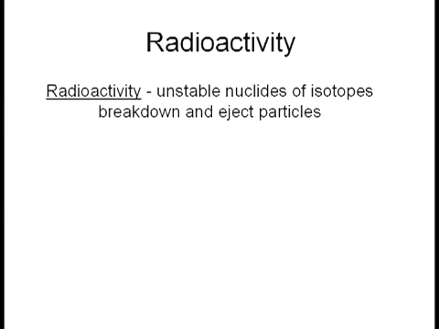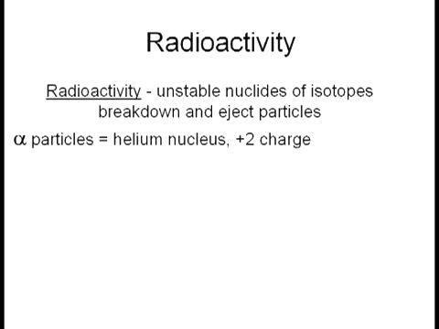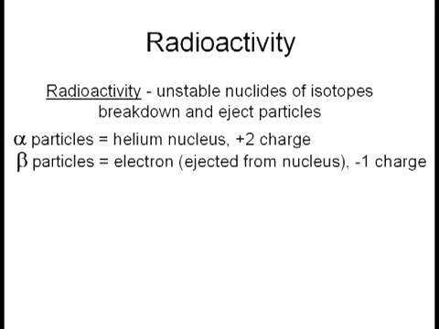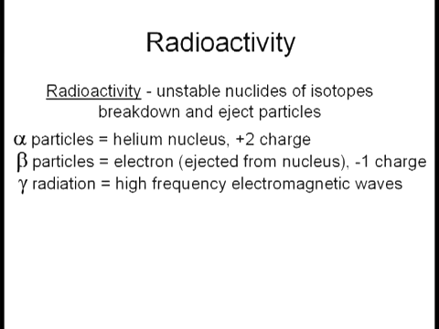Radioactivity is when these unstable nuclides or isotopes break down and eject particles. There are 3 types of radioactivity. First one is alpha particles. Alpha particles are a helium nucleus with a positive 2 charge, so there are no electrons. A beta particle is an electron, and this is ejected from the nucleus. It's not part of the orbiting electrons. And gamma radiation is high-frequency electromagnetic waves. It's not a particle.